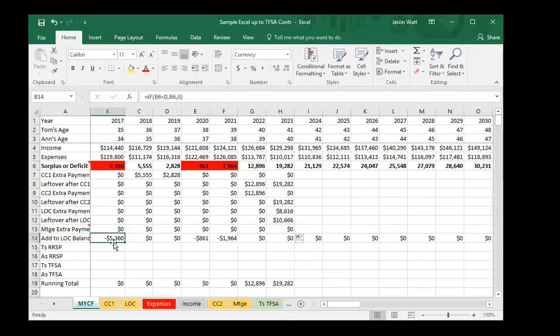And now I do want to make sure that I capture everything properly in my running totals. So this is where I say, really, this is going to be, we're going to add to this amount any amount that we paid to credit card 2, any amount that we paid to the line of credit, and any amount that we paid to the mortgage.